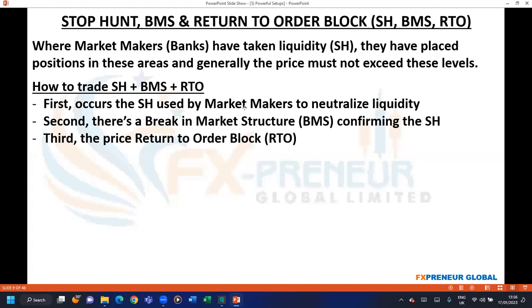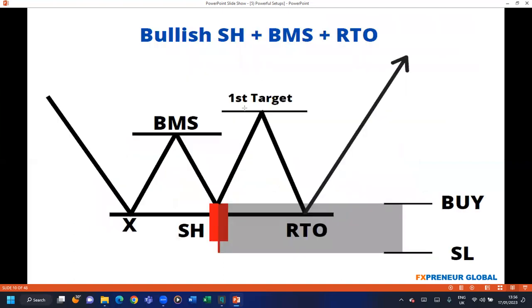Then second, there must be a break in market structure, which confirms the stop hunt. And of course, when this break of market structure is in motion, an order block is created, which is confirmed by the actual break of the market structure. Then a return to the order block gives you your entry, whether a buy or a sell, depending on where price is coming from.